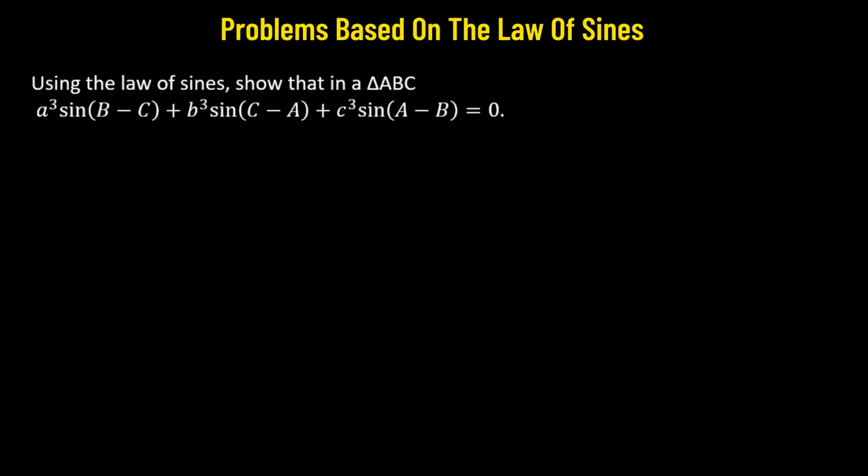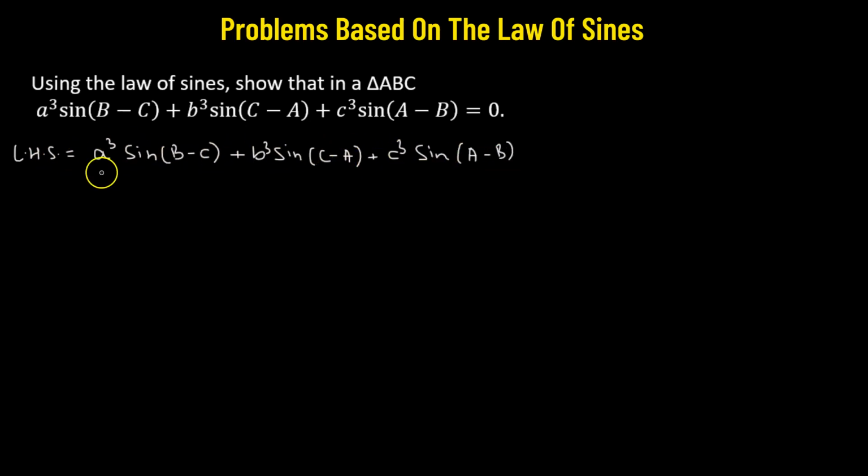So in this problem, we have a triangle ABC. Using the law of sines, we need to show that a cubed sine(b minus c) plus b cubed sine(c minus a) plus c cubed sine(a minus b) equals 0. So what we'll do, we'll start from the left hand side. So let's note down the left hand side.